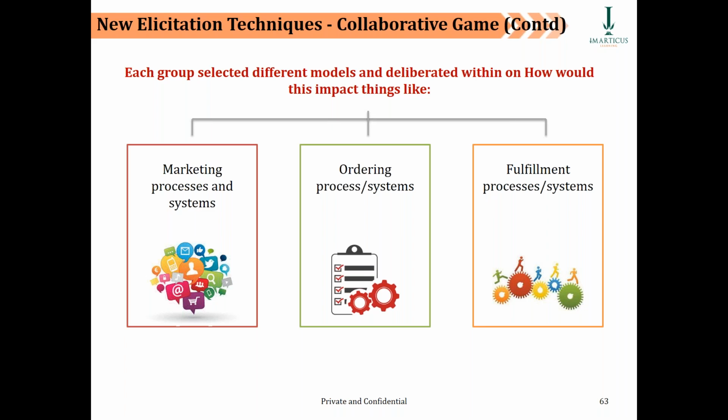All right, let's look at a few components of the collaborative game. You split the stakeholders into certain groups. Let's say purchase and sales come together, finance and business intelligence come together, like-minded people who are optimally related to each other in some way. Each group selects a different model and deliberates on how this would impact things like marketing processes, systems, ordering processes, fulfillment processes, etc.